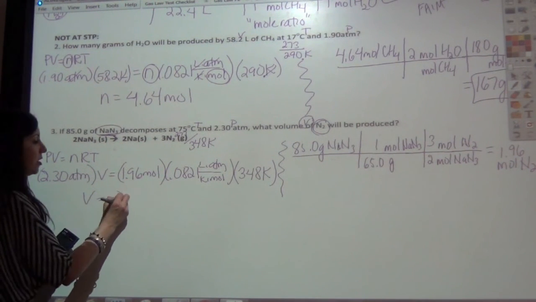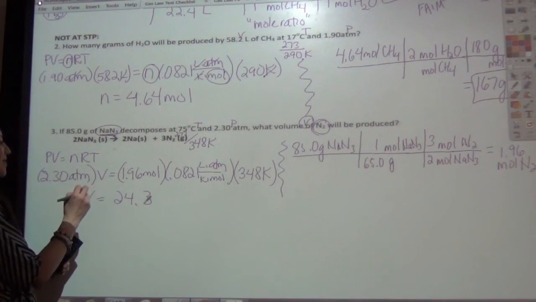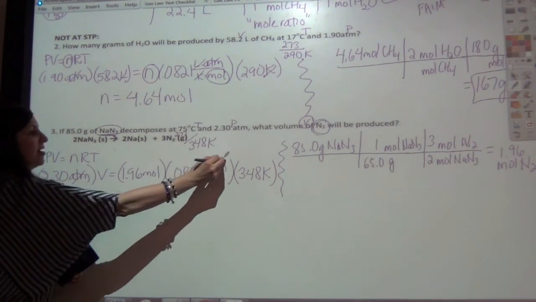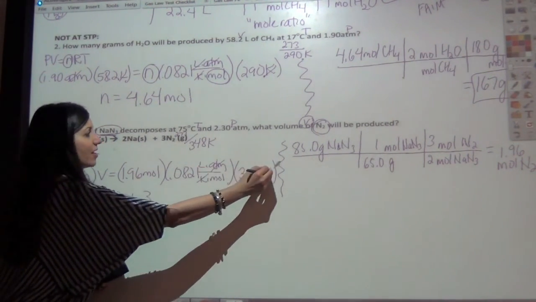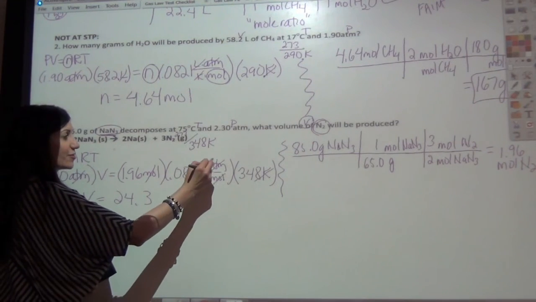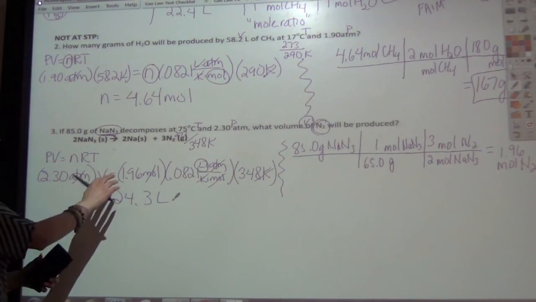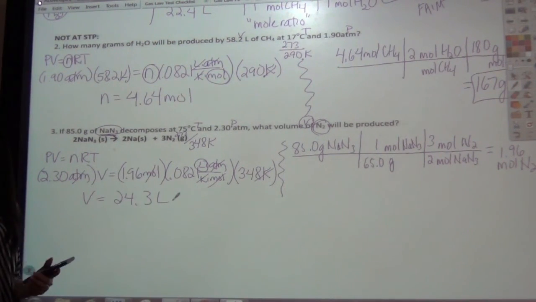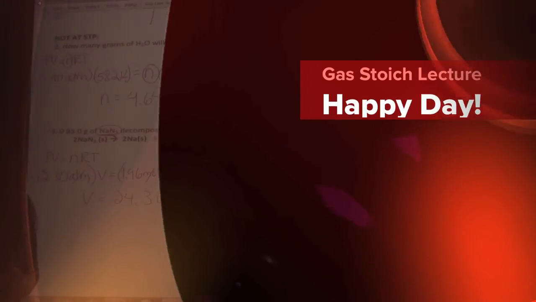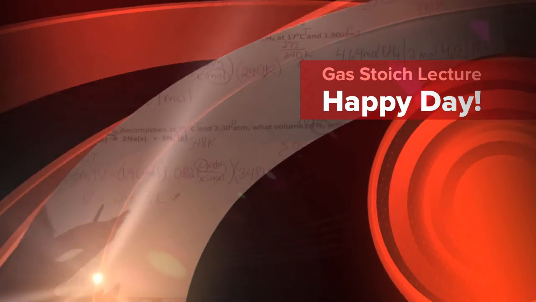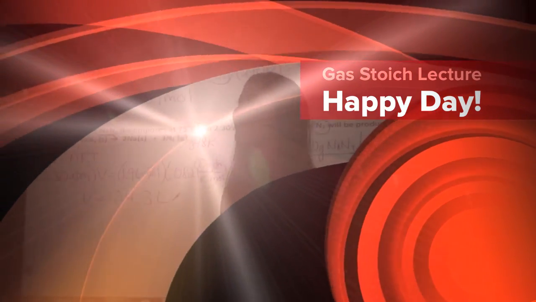24.3. Awesome. 24.3, and then again, our atmospheres cancel out there. Our Kelvin cancels out there. Our moles cancel out there, so what are we left with? Liters. So if they wanted milliliters, you would have to do a bridge and multiply by 1,000. All right, and that's basically it for doing gas law.